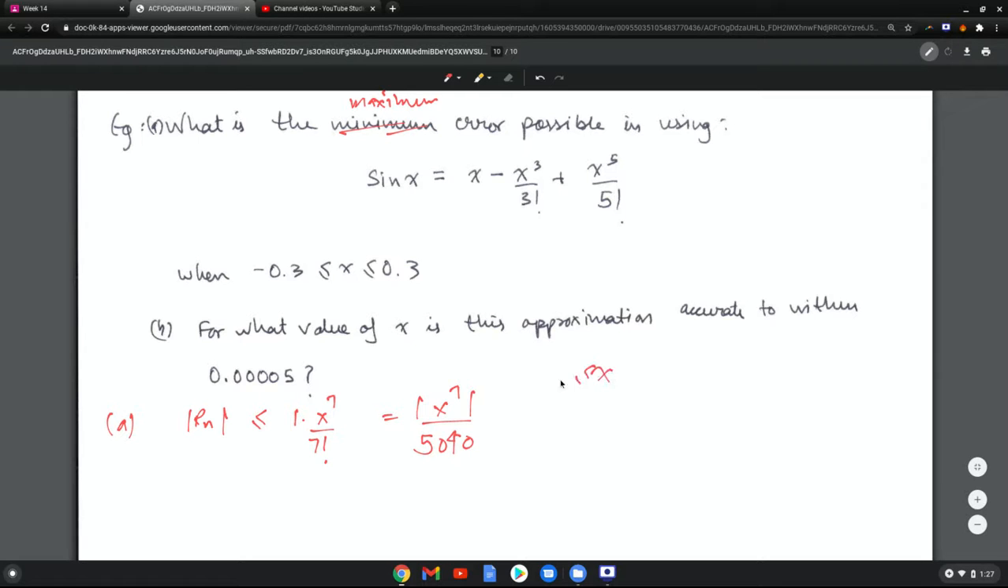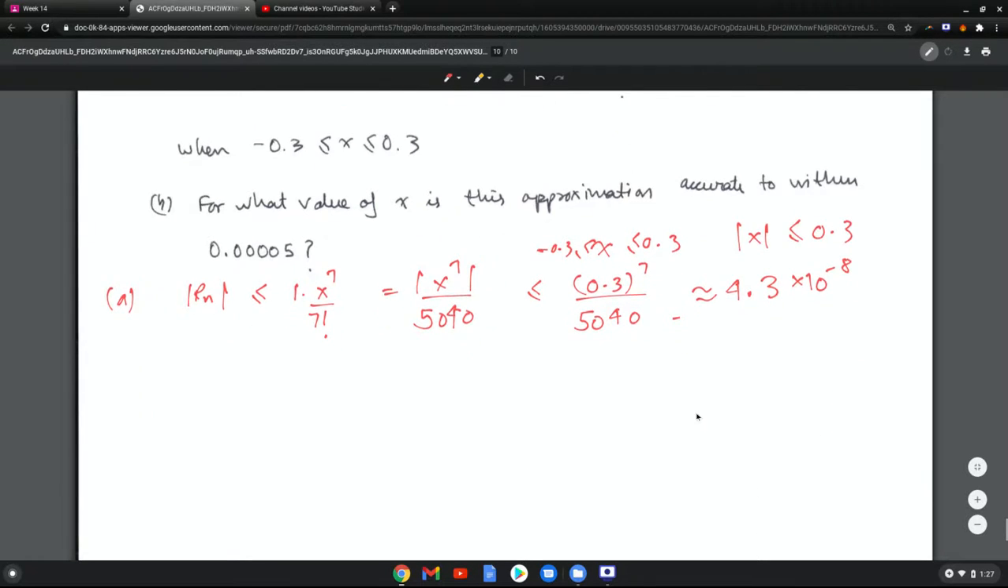Now x is between negative 0.3 and positive 0.3. That means the absolute value of x is less than 0.3. So this is going to be less than 0.3 to the 7 over 5040, which comes out to, if you use the calculator, 4.3 times 10 to the power negative 8. So that's the allowable error.